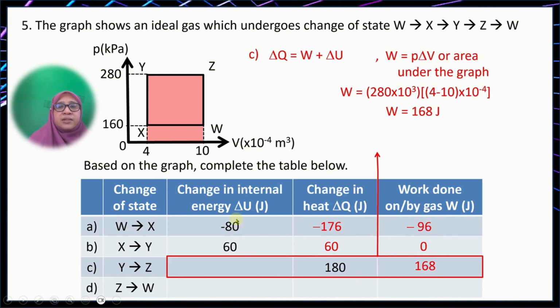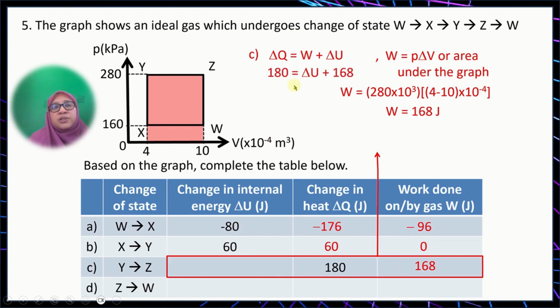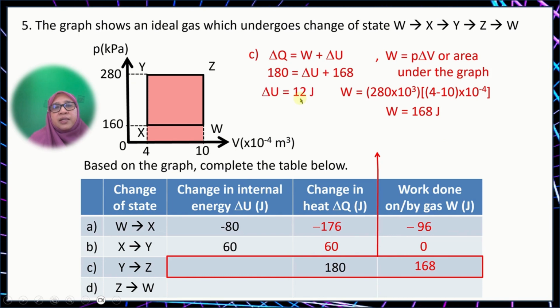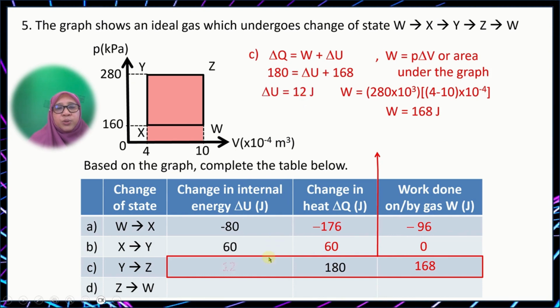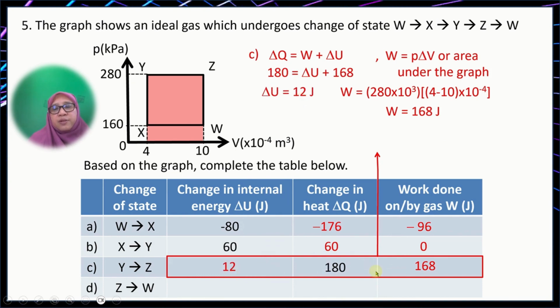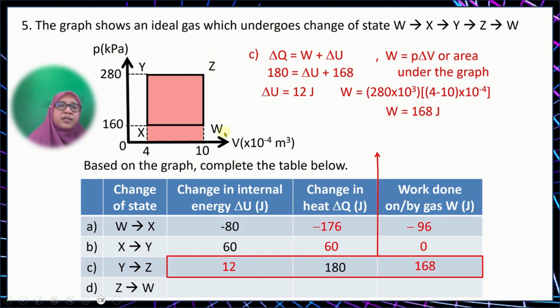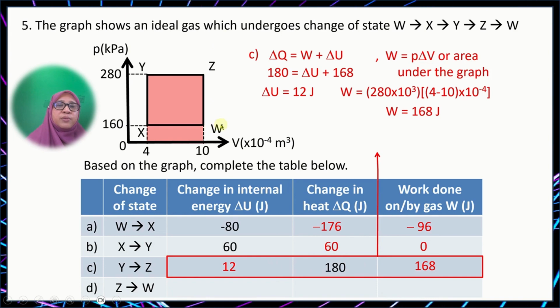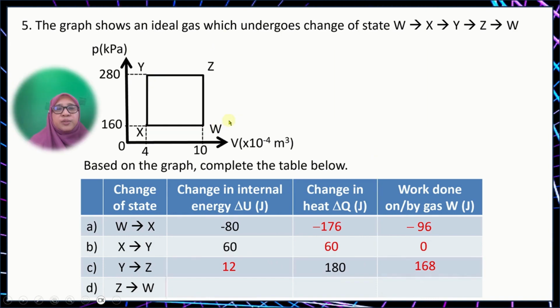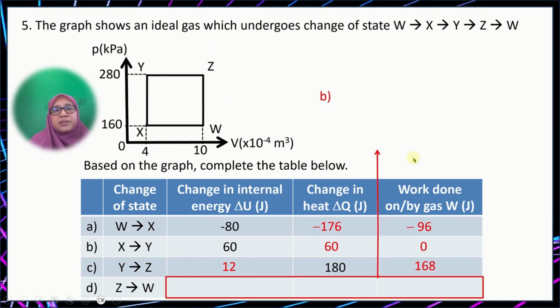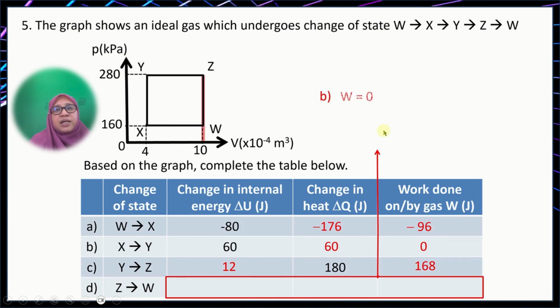And for the change in internal energy, we use the first law of thermodynamics, and you get a change in internal energy of 12 joule. Okay, so all positive. Next, lastly, Z to W. Again, Z to W is constant volume. No change in volume, so that means the work done is 0.